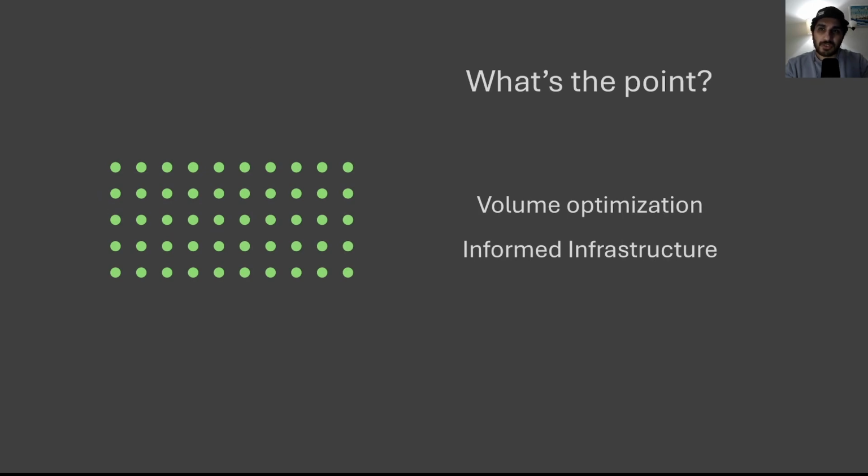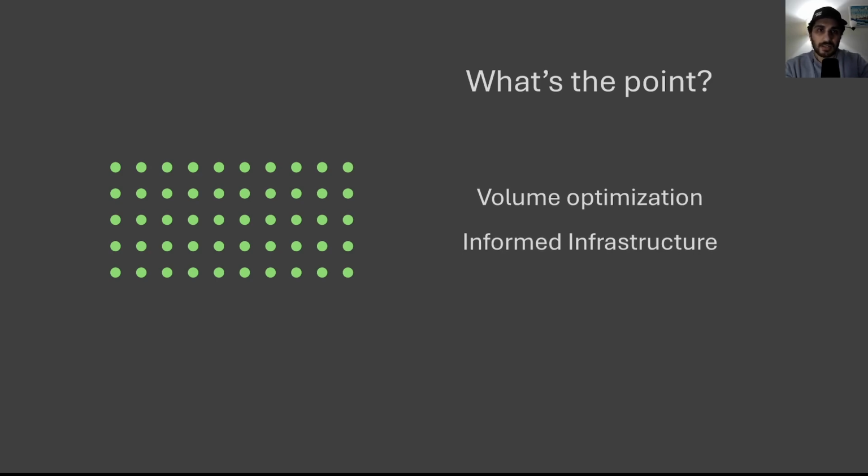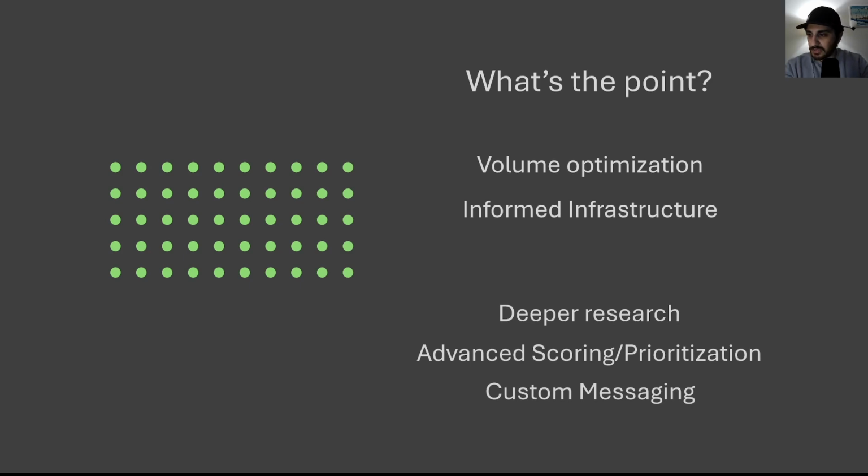All right, so what was the point of that? Again, volume optimization, right? You're reaching out to the right amount of companies every month, and then informed infrastructure. Your infrastructure is built to meet a certain capacity requirement, right? It's not guesswork. All right, now there's a few other reasons why you might want to have your entire list in one place. This sets the stage for deeper research, for advanced scoring, and for really, really good custom messaging.